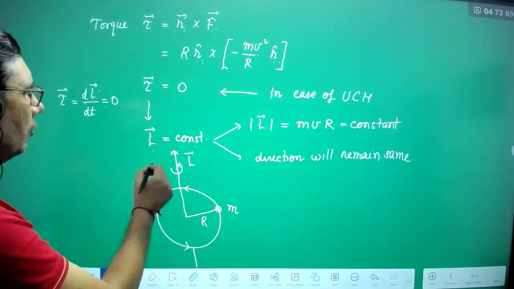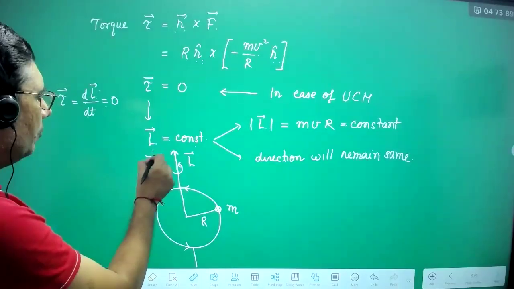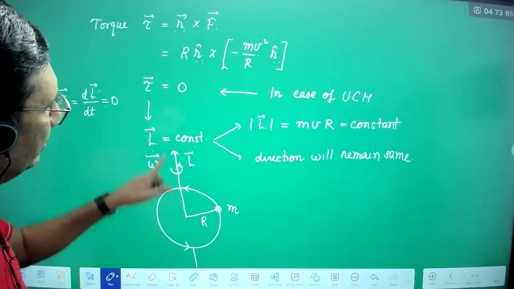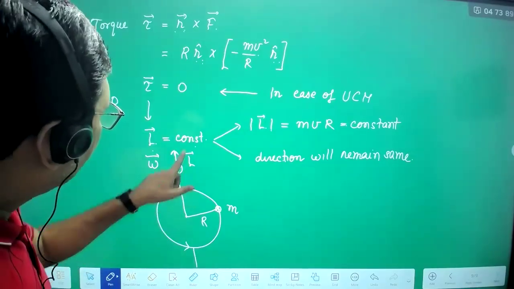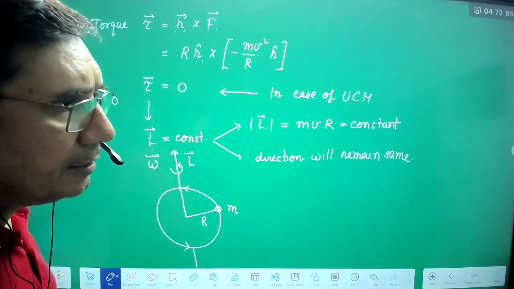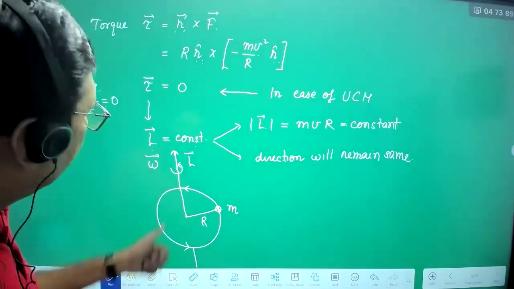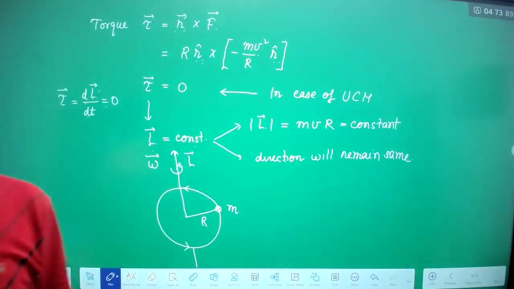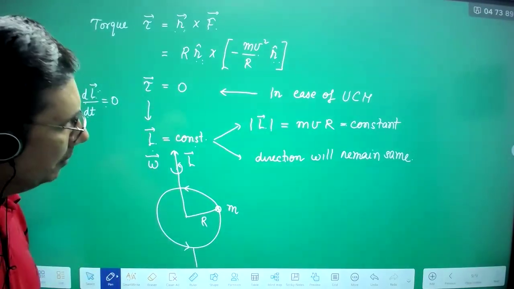What will be the direction of omega? Omega will also be in the Z direction. So here L vector and omega vector will be in the Z cap direction, and their direction will remain fixed in case of uniform circular motion.